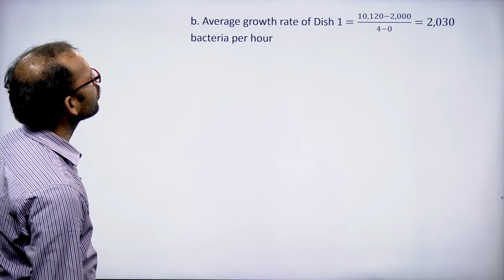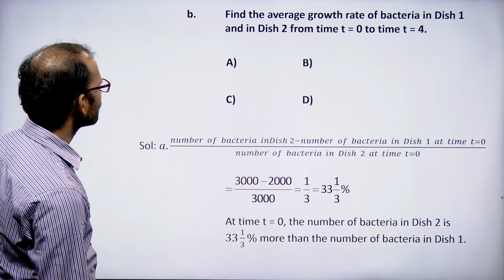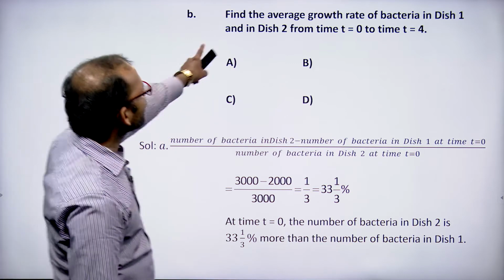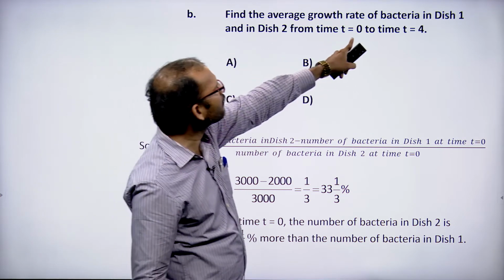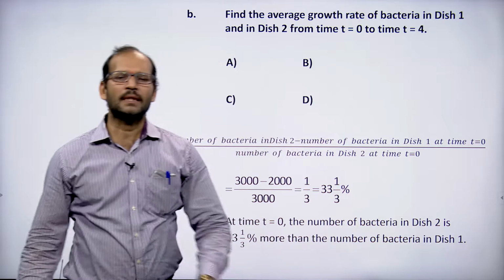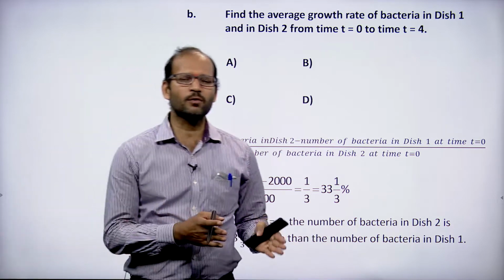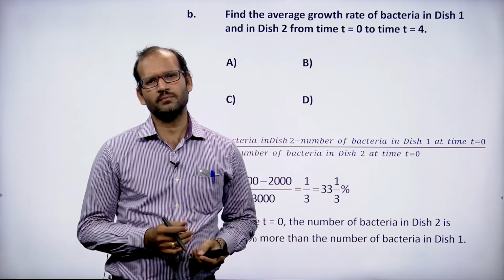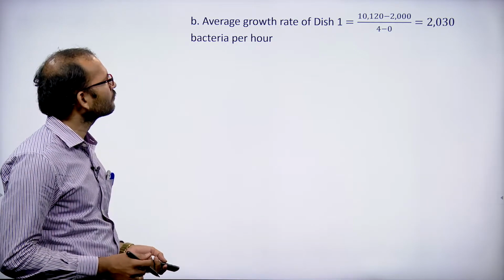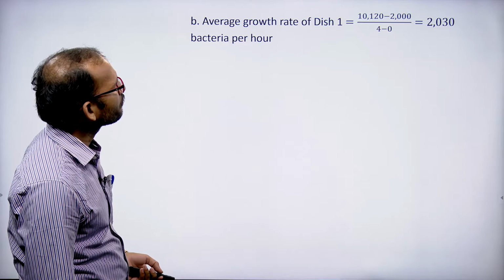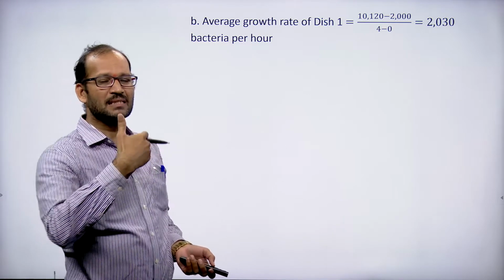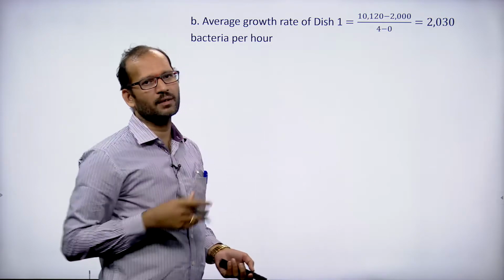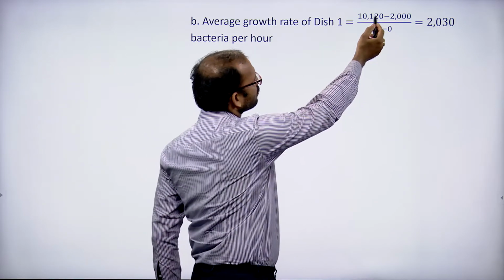Next question, average growth rate of dish 1. So what is the question? Find the average growth rate of bacteria in dish 1 and dish 2 from time t equal to 0 to time t equal to 4. Time t equal to 0 to time t equal to 4, what is the average rate of growth? So for average rate of growth, what we do? Average rate of growth of dish 1: at time t equal to 4, how much is there? From that subtract at time t equal to 0, how much is there? At time t equal to 4, 10,120 is there.